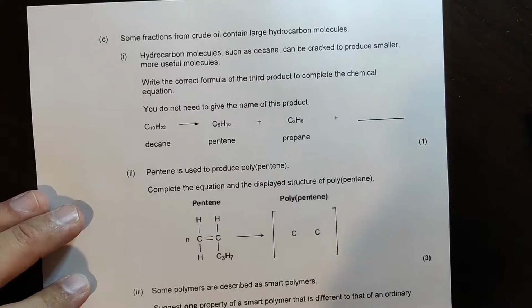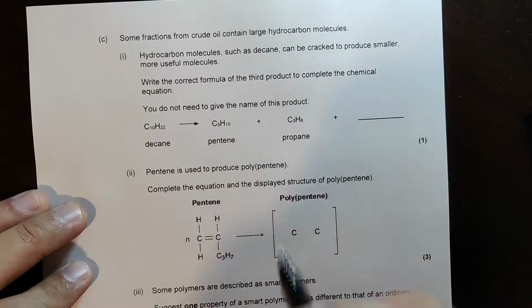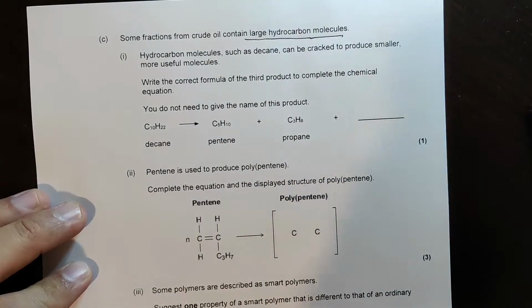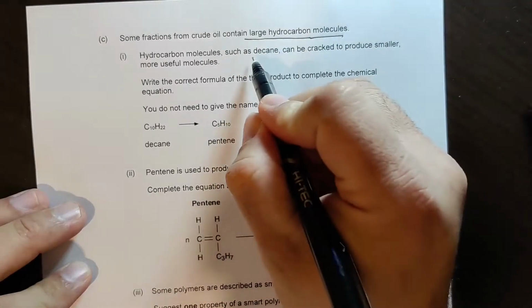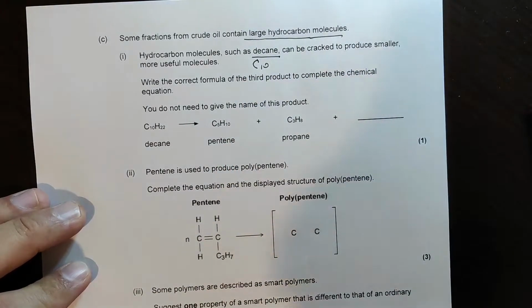Now we've got question 1c. Some fractions of crude oil contain large hydrocarbon chain molecules. Hydrocarbon molecules such as decane, that will be 10 carbons, can be cracked to produce smaller, more useful molecules. Write the correct formula of the third product to complete the chemical equation. You do not need to give the name of this product.